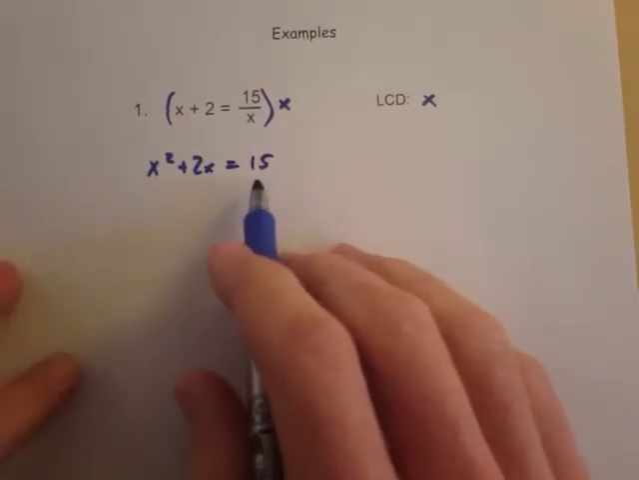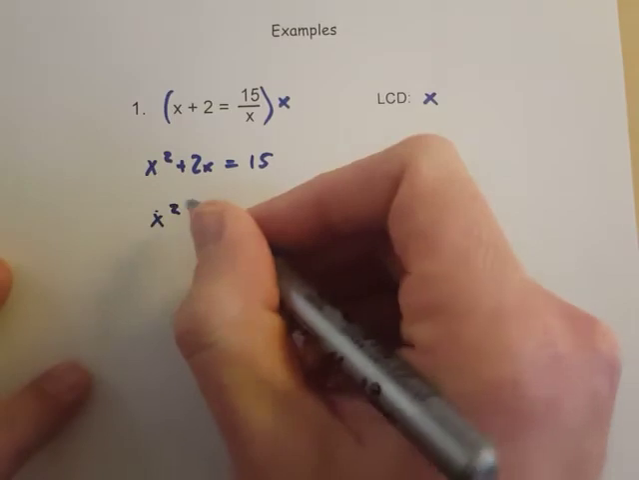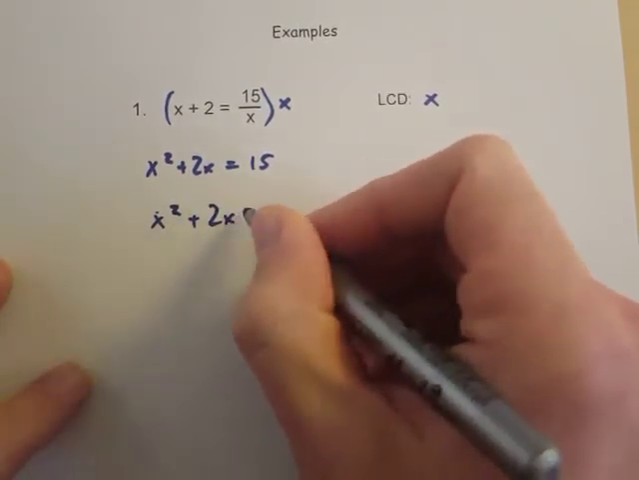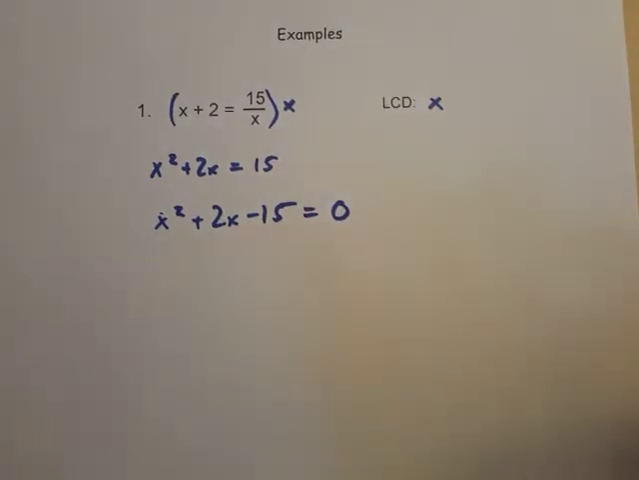And so to solve that best, we want to get everything on one side. So I'm going to subtract the 15 over to the other side. We have x squared plus 2x minus 15 equals 0. This is a traditional quadratic problem.